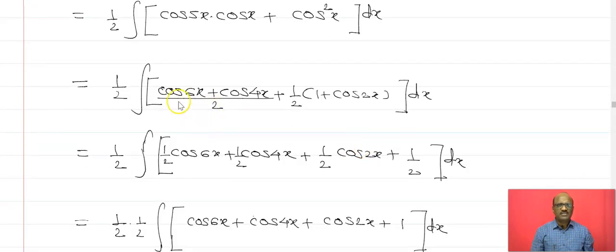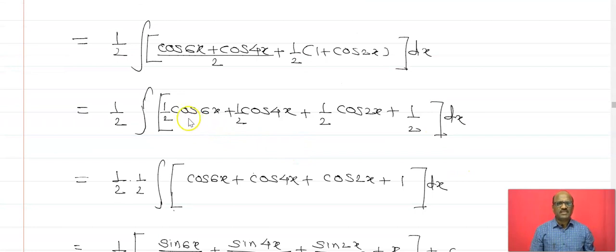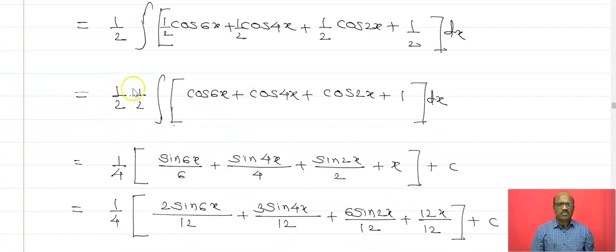Now separate this. That is cos 6x upon 2 plus 1 upon 2 cos 4x plus 1 upon 2 cos 2x plus 1 upon 2, bracket complete, dx. And next you will get 1 upon 2. Take 1 upon 2 as common. Then you will get 1 upon 2 into 1 upon 2 integral of cos 6x plus cos 4x plus cos 2x plus 1 dx. That is 1 upon 2 into 1 upon 2, then you will get 1 by 4.